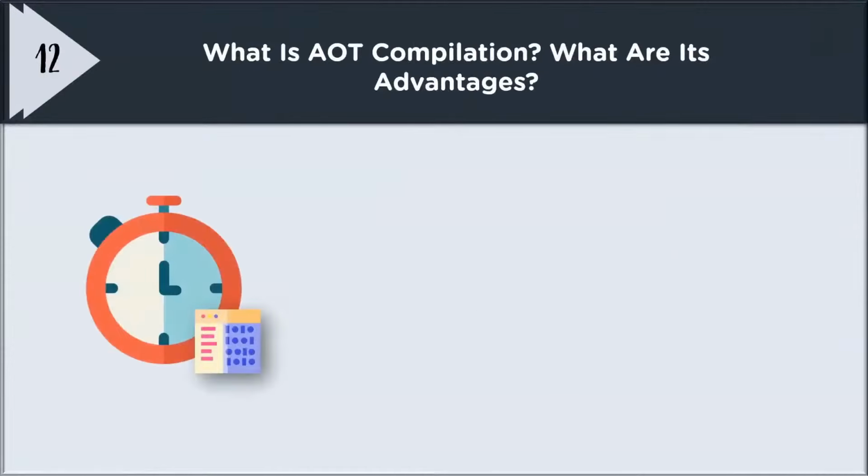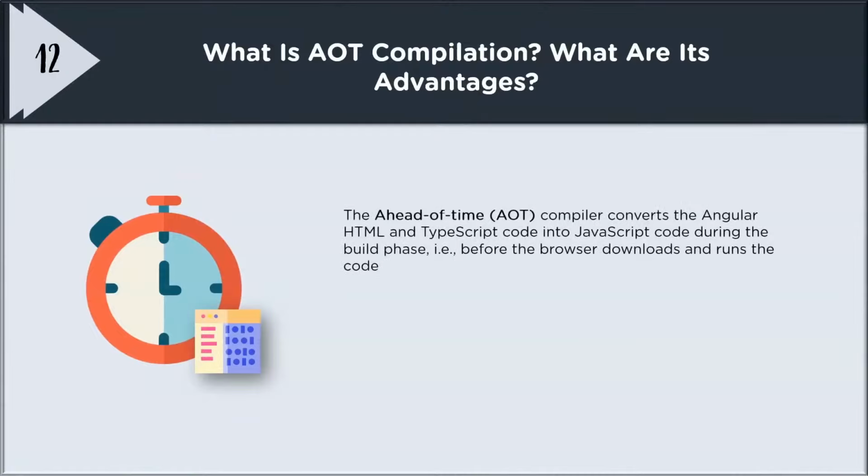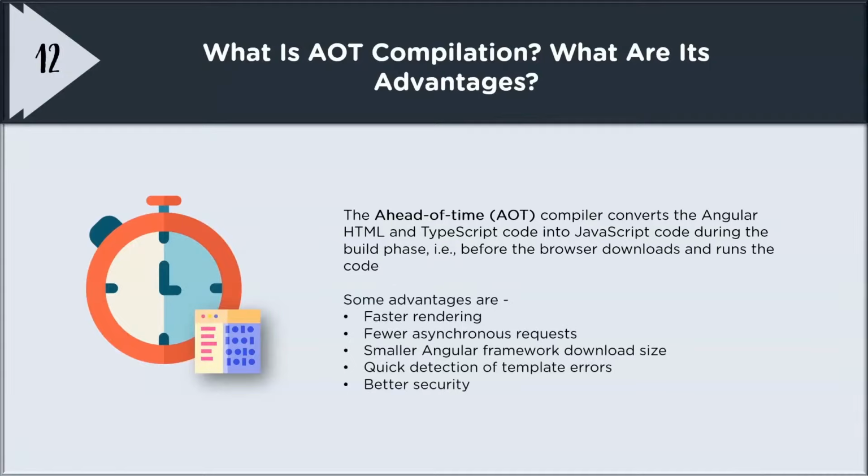Next up, what is AOT compilation and what are some of its advantages? Now, AOT stands for Ahead of Time compiler, and it basically converts the Angular HTML and TypeScript into JavaScript code during the build phase. That is, before the browser downloads and runs the code. So basically, all the HTML and TypeScript code is converted to JavaScript during the build phase, which means no additional time is spent on converting it into JavaScript later during the run phase, right?